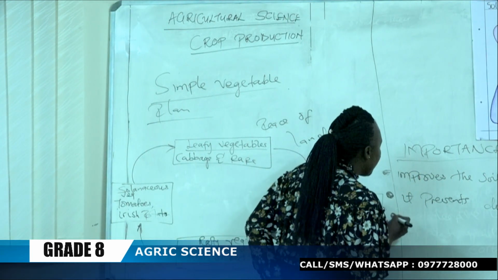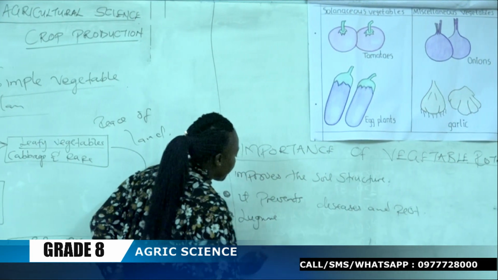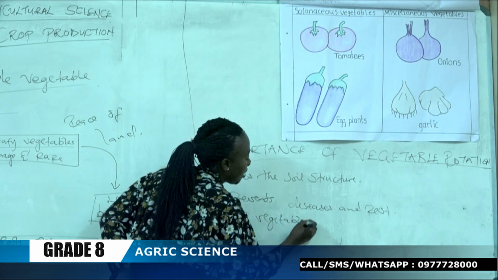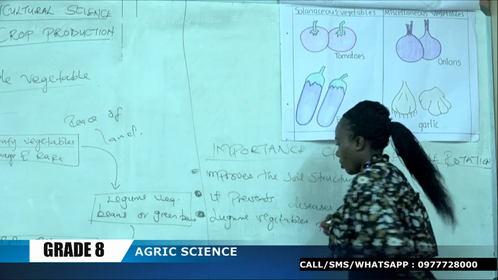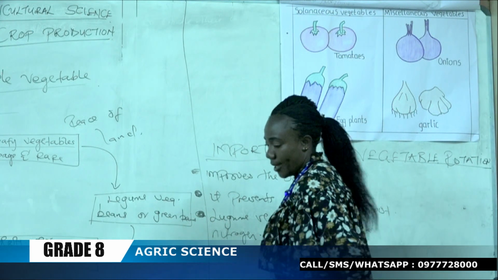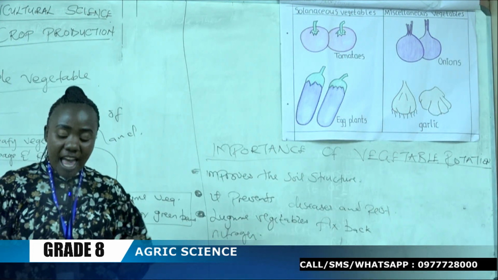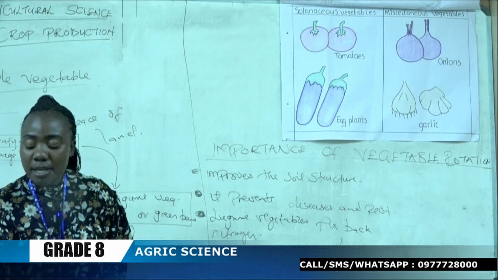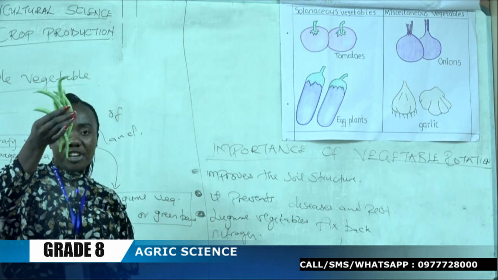Then my third point, legume vegetables fix back nitrogen. Okay, so we're saying legume vegetables fix back nitrogen. And examples of legume vegetables I gave is green beans. Green beans is an example of legume vegetables.